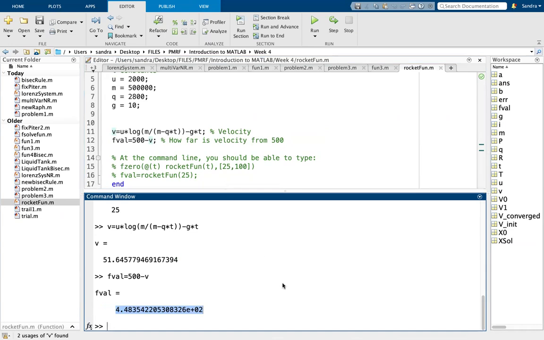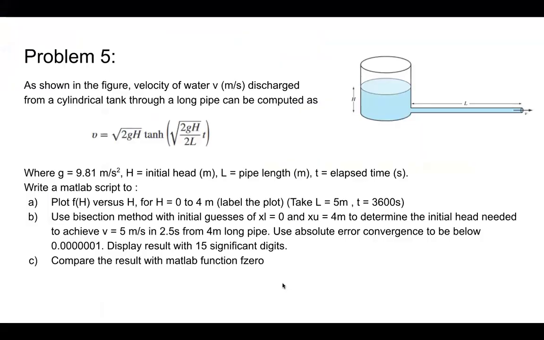Now, moving on to the next problem. This will be the last problem of today. You have seen a cylindrical tank here, and the velocity of the water, v meter per second, is discharged from the cylindrical tank. The equation is given to you. G is a constant. H is the initial head, you don't know initially. It is tan H, and you have square root of 2gh divided by 2l.